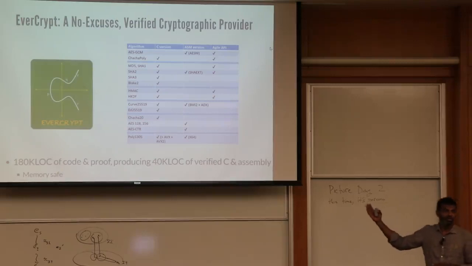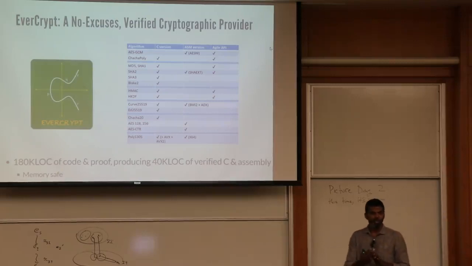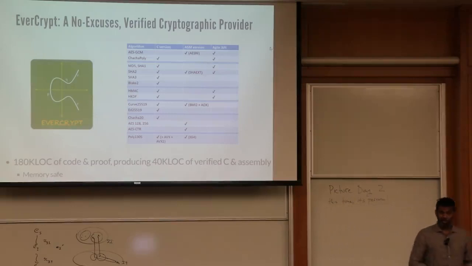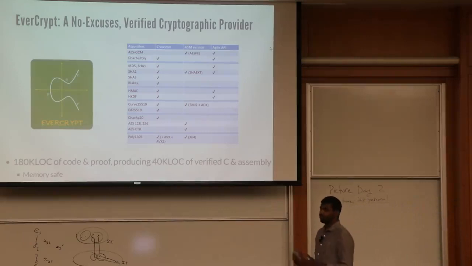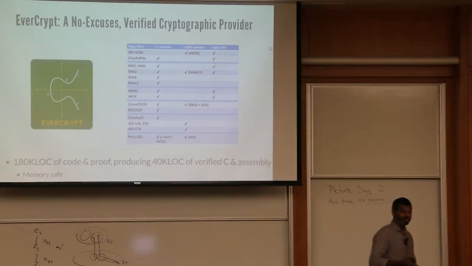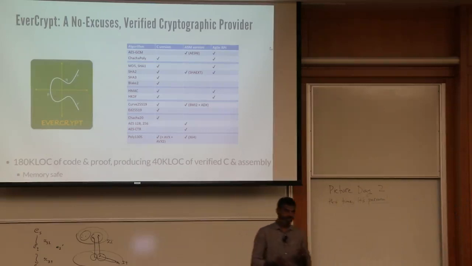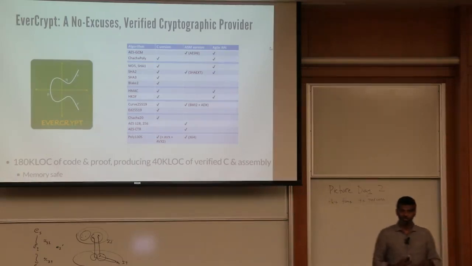EverCrypt provides this layer that lets you multiplex between different implementations and different choices of verified algorithms, while verifying the algorithms themselves down to C and assembly. The way we see it, EverCrypt is meant to be our no-excuses verified crypto library. Anything that goes into EverCrypt has to be fully verified. I think the bottom of my slide is chopped off. It says verified for memory safety, functional correctness, and side channel resistance.